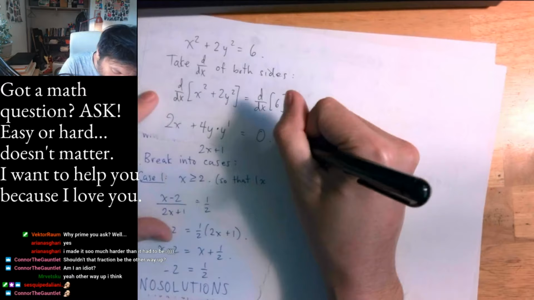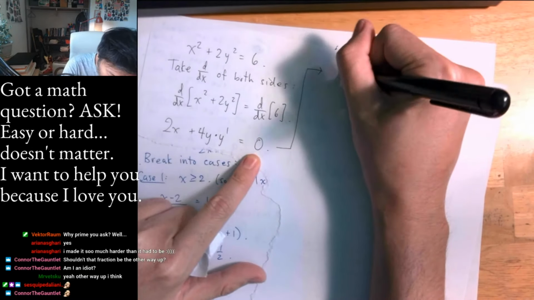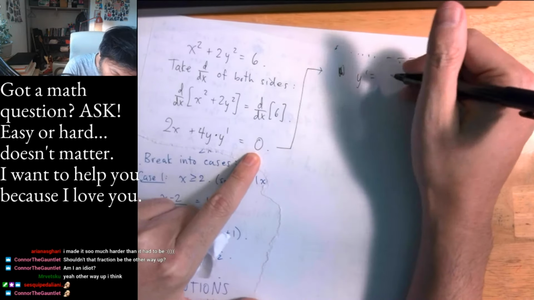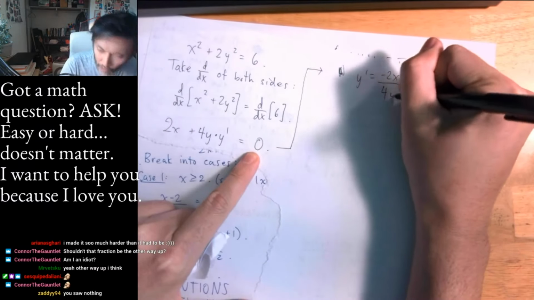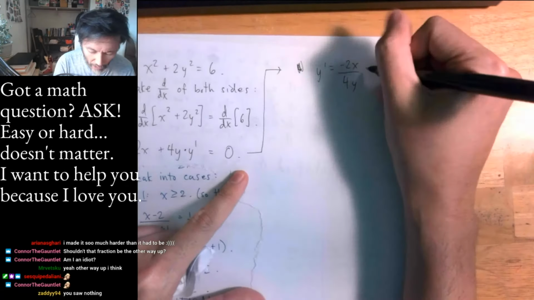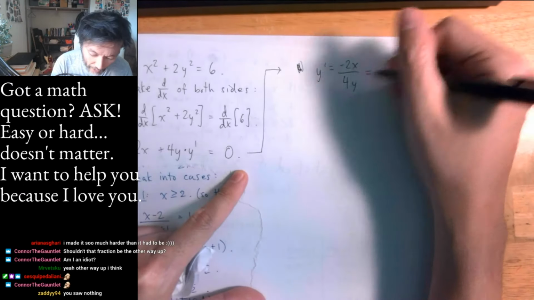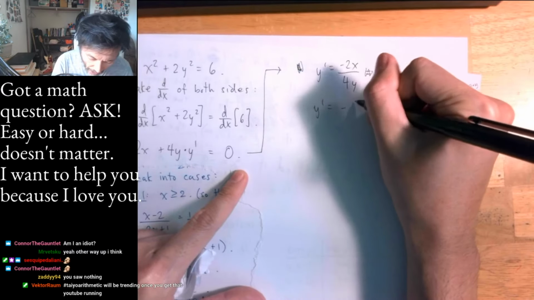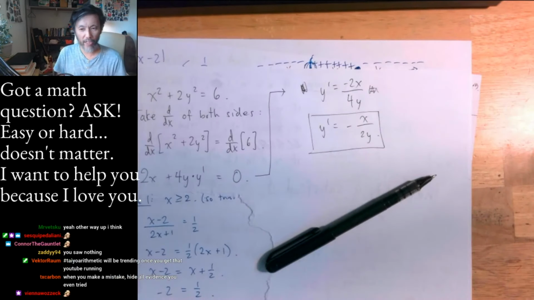And of course, what we do from here is subtract 2x from both sides and then divide by 4y. So we can solve for y prime, in other words, and we get that this is equal to, of course, negative 2x over 4y. What else could it be, right? And of course, simplifying this gives you the final answer that you would like to give to your instructor, negative x over 2y. You box this, move on with your day.